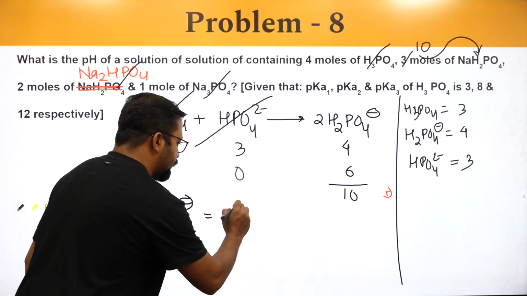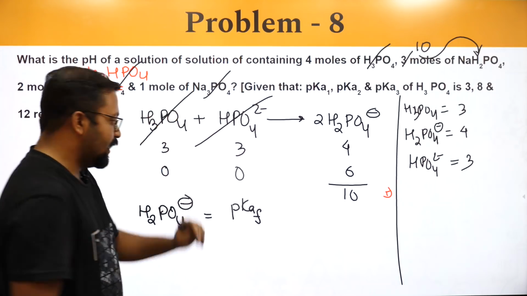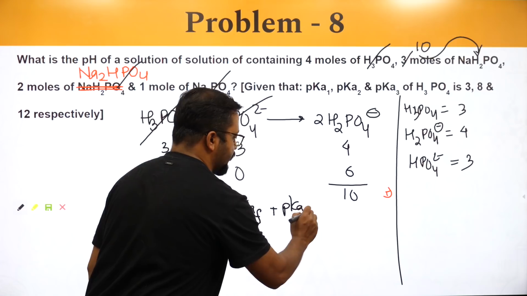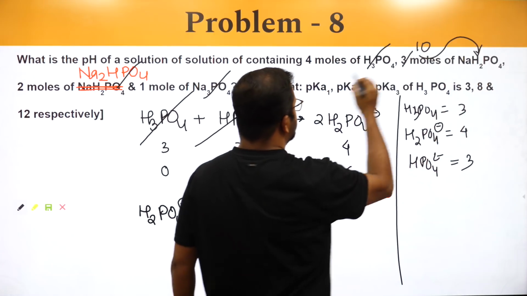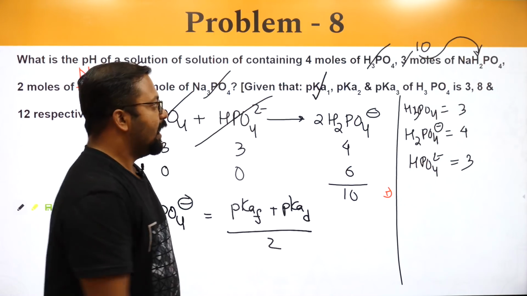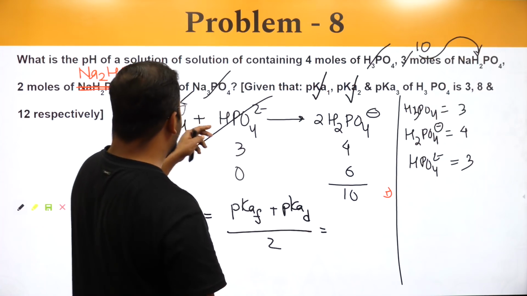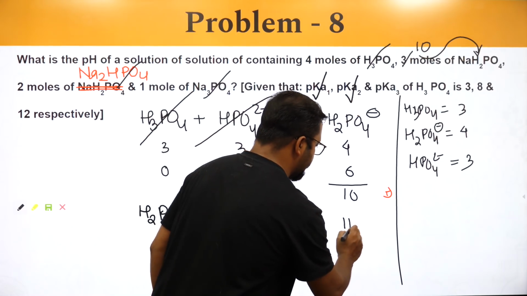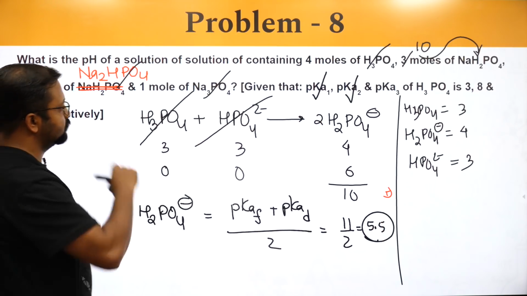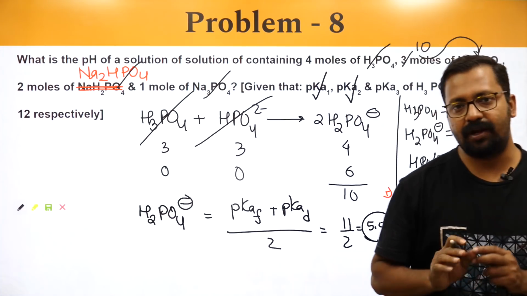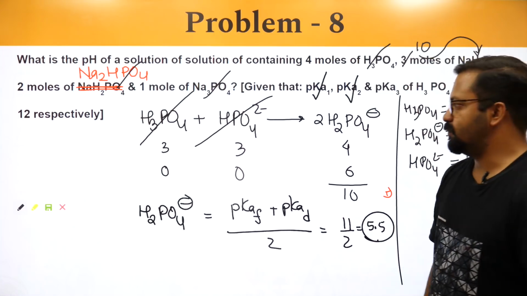So you will take the pKa of formation of that and the pKa of dissociation of that, divided by 2. So H2PO4 minus has been formed using pKa1. H2PO4 minus is dissociating using pKa2. So pKa1 value is 3 and 8, 11 by 2, that is 5.5. The pH of the solution will be 5.5. Okay? So this is the answer to this question.